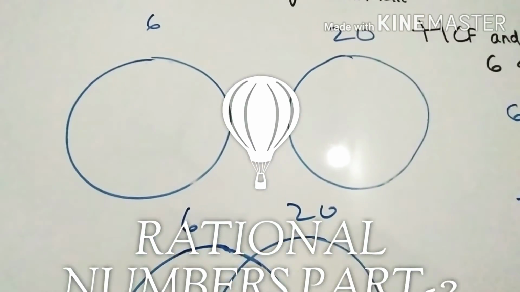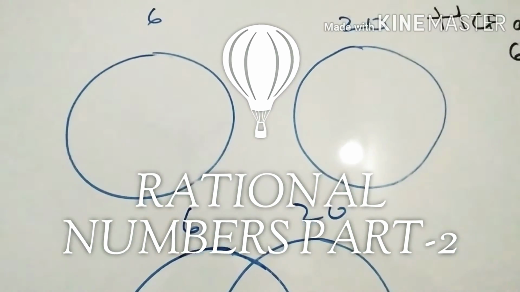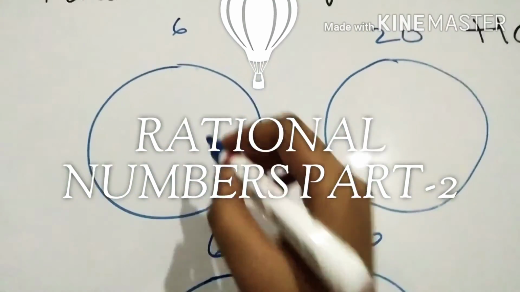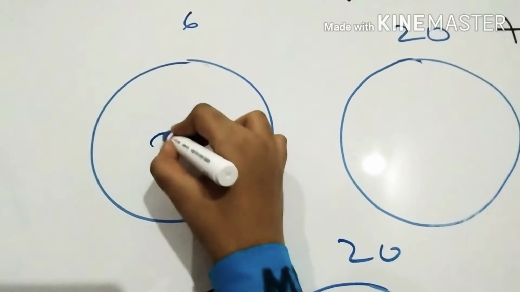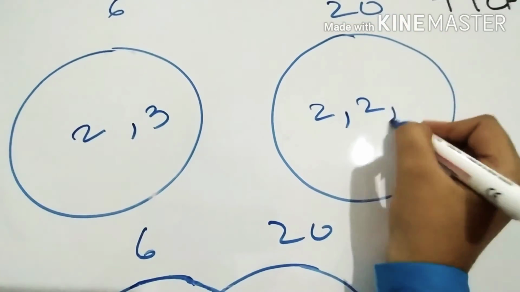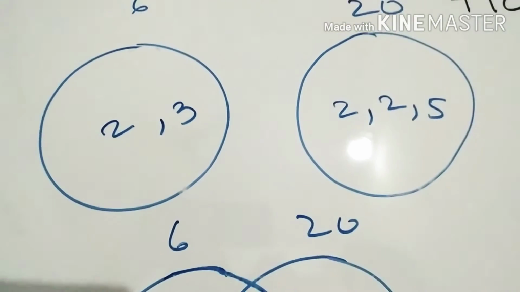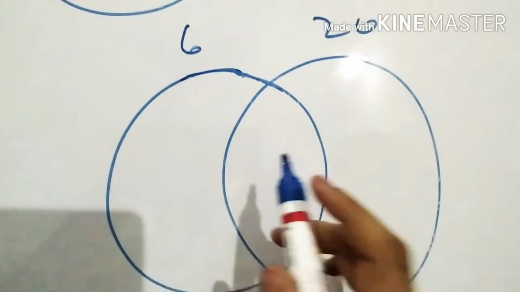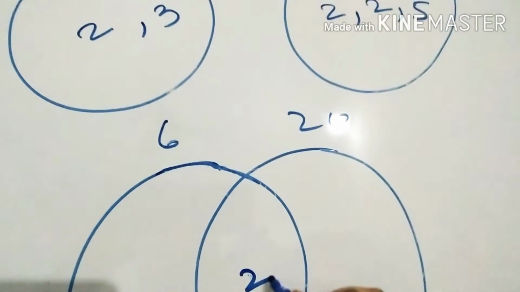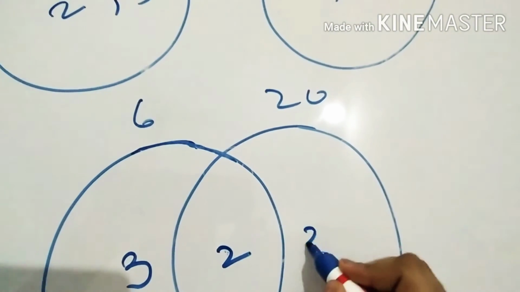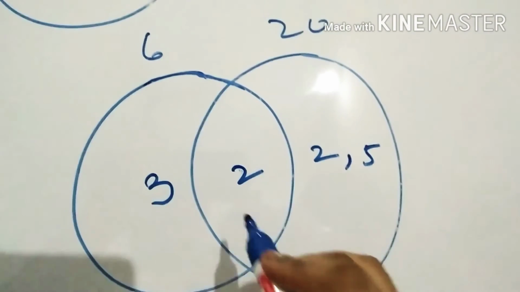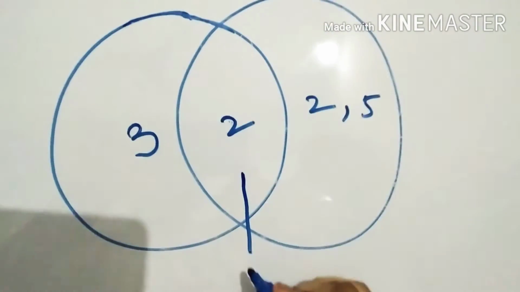So I'm going to show you an interesting way to find out HCF and LCM of two numbers. Write the factors of 2 and 3 in this circle and the factors of 20 here. Bring the intersection part together. In the intersection part you can see that 2 is common to both. 2 comes here and 3 and 2 and 5 are left out. So in the intersection part, this is the HCF.